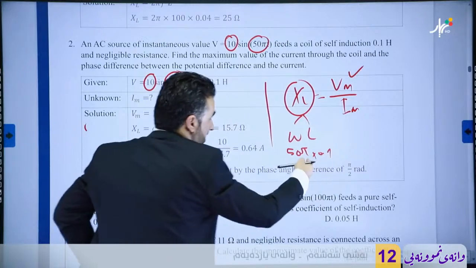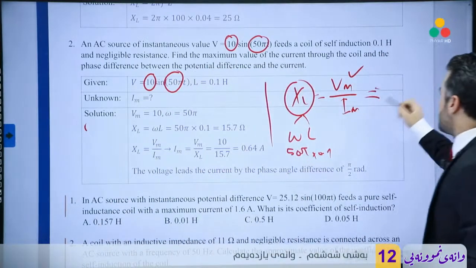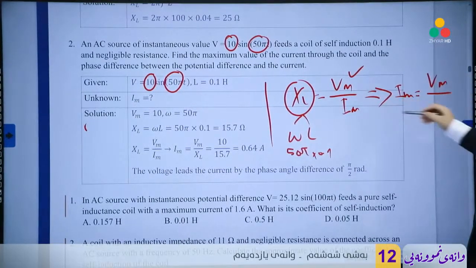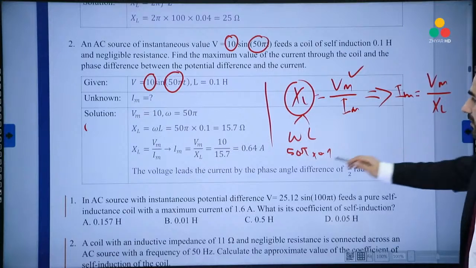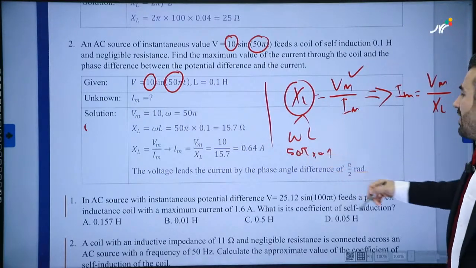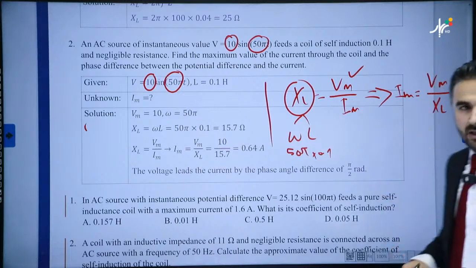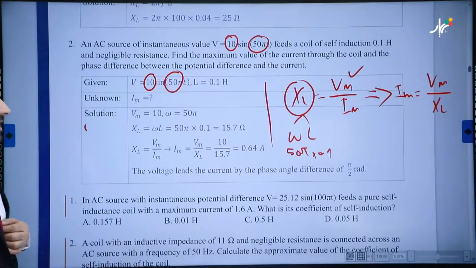So once you find this, you plug it into the equation, then you can find I maximum here. So I maximum equals V maximum over XL. And of course, XL equals, let's say, 5 pi in this case, or whatever the value is. Just plug this into the equation, and then you will be able to find the answer.